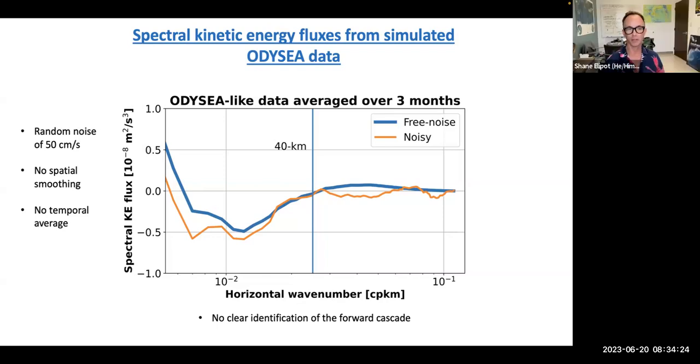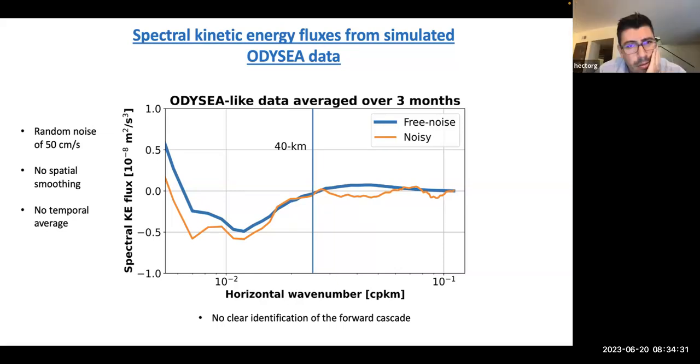And do you think it's a good assumption that the noise is going to be spatially random? Especially, well, may I comment on that?